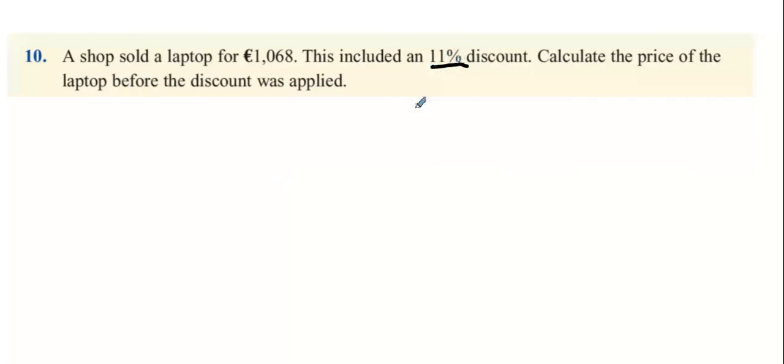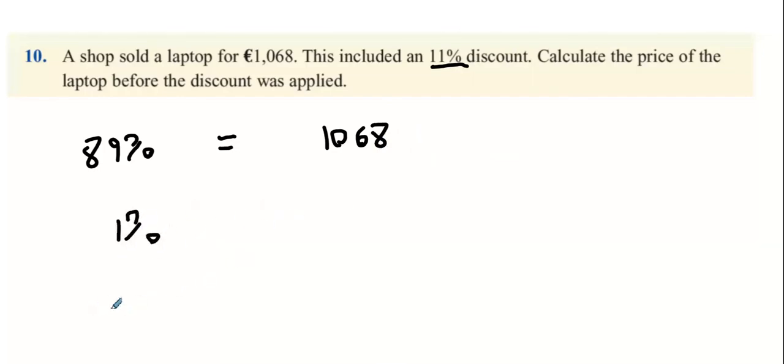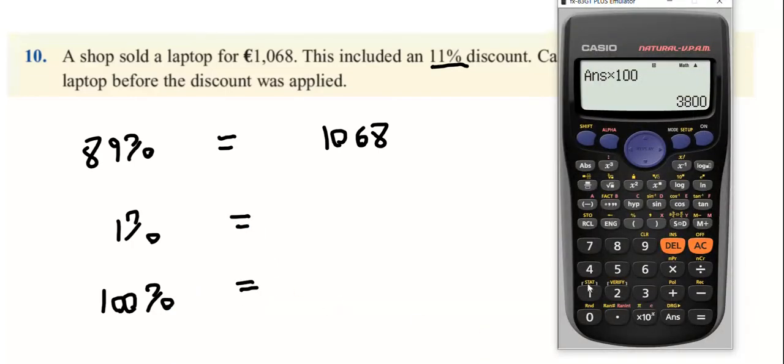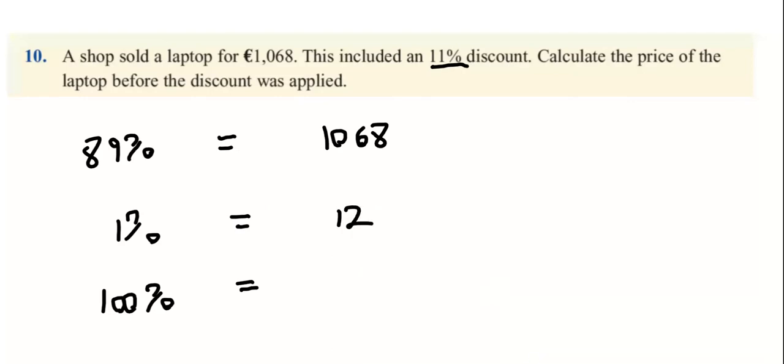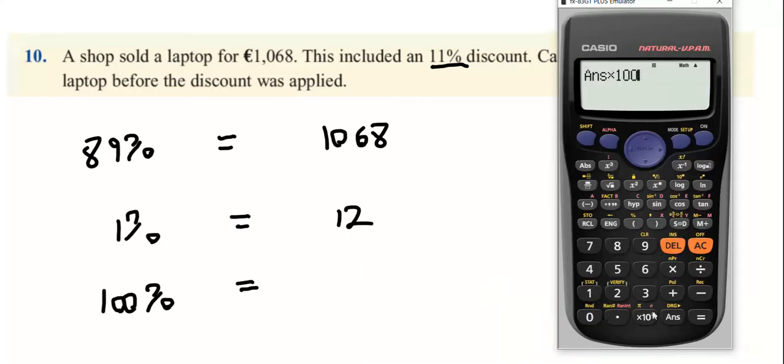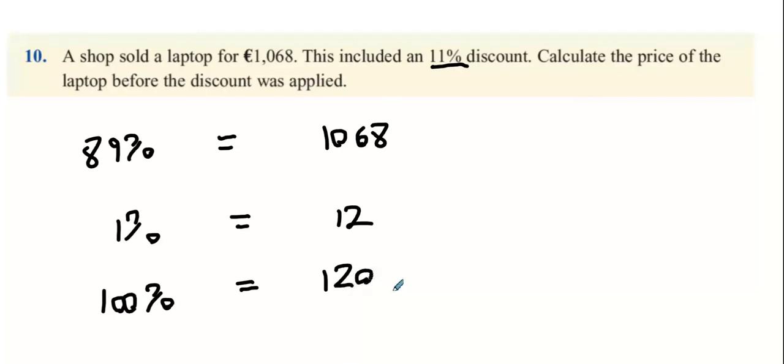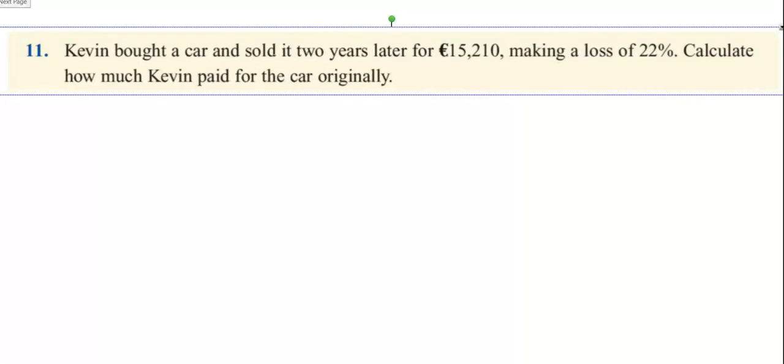Okay, so if it included the 11% discount, you didn't sell it for 100%, you sold it for 89%. So 89% equals 1,068. You want to find out what 1% is, and then in turn find out what 100% is. Okay, so it's 1,068 divided by 89 to get 1%, which is 12. Then multiply that by 100 to get 1,200. So divide by 89, multiply by 100. Okay, and we have question 11.